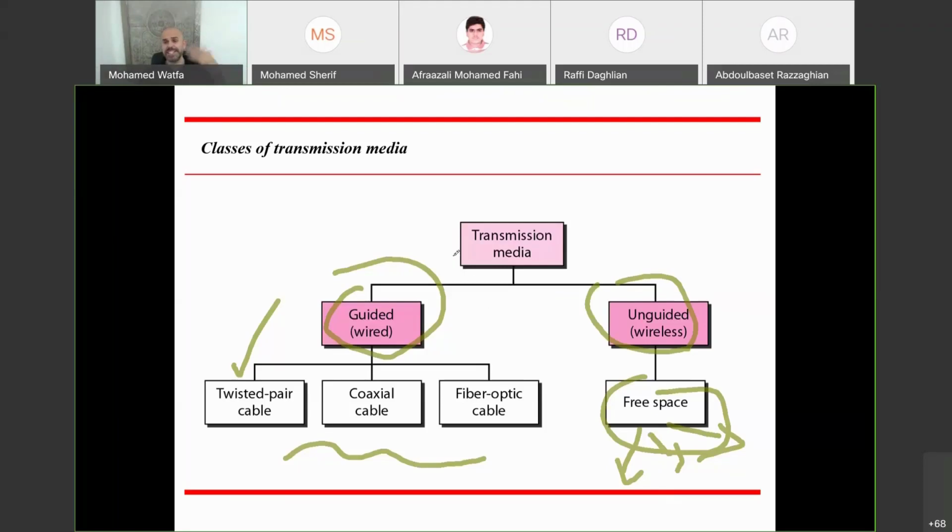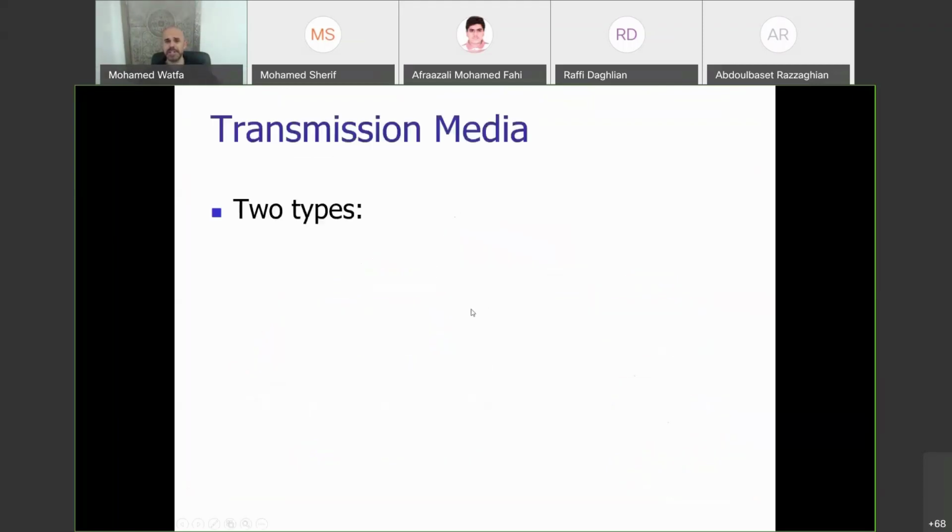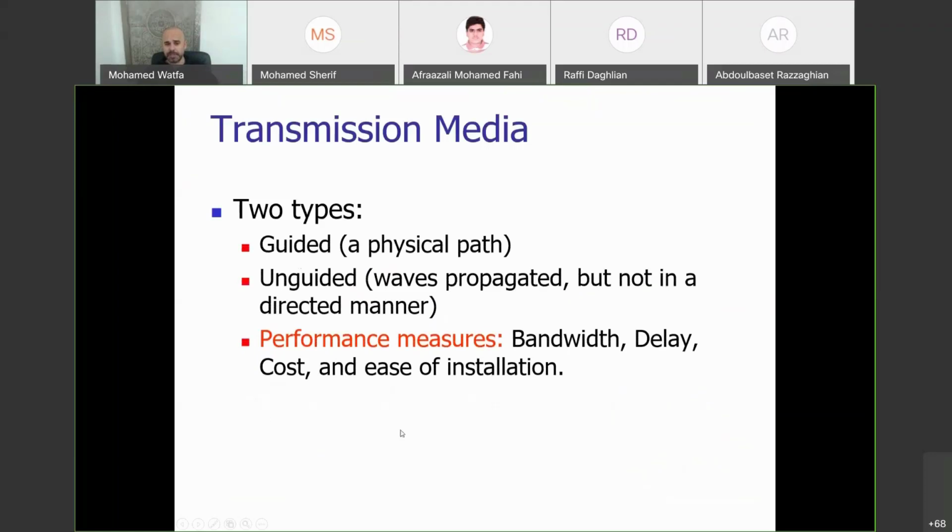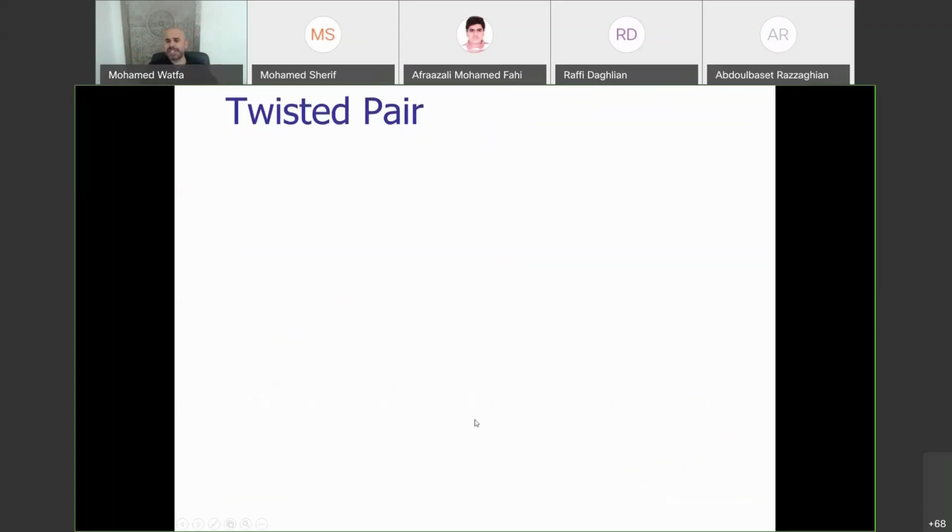We have different kinds. Let's zoom in a little bit. Performance measures: let's talk about bandwidth, delay, cost, ease of installation. All these are things that we need to look at when we talk about transmission media. Let's start with the first one, twisted pair. As the name sounds, it's twisted. You can see my fingers. It's twisted. Why is it twisted? To minimize interference. Because if I put two cables like this, they will interfere with each other. If I twist them, I minimize the interference. That's why we are twisting them. That's something you need to remember.